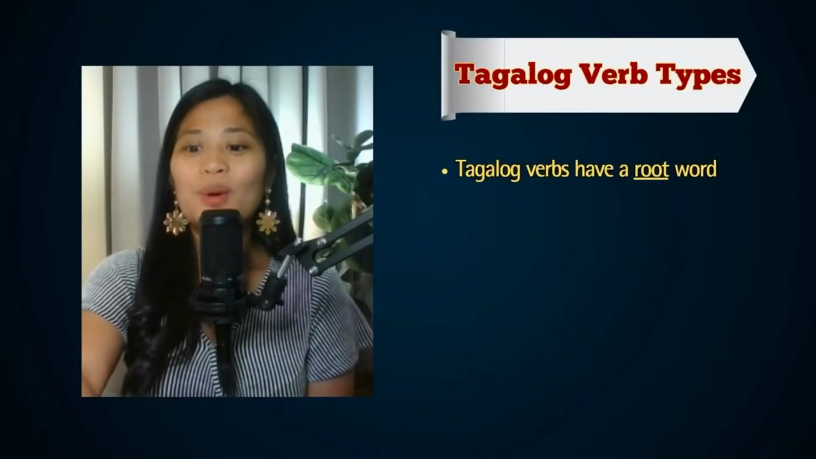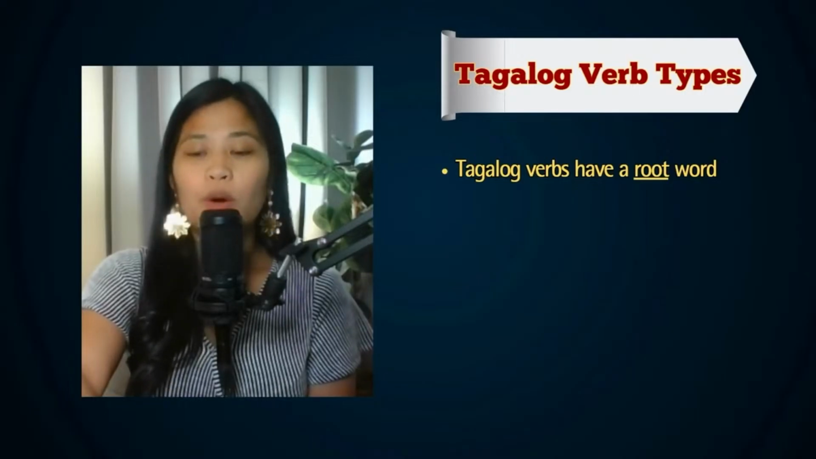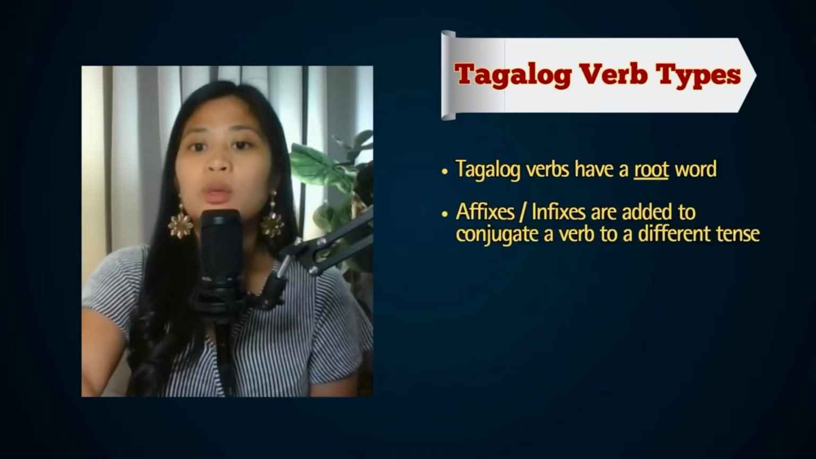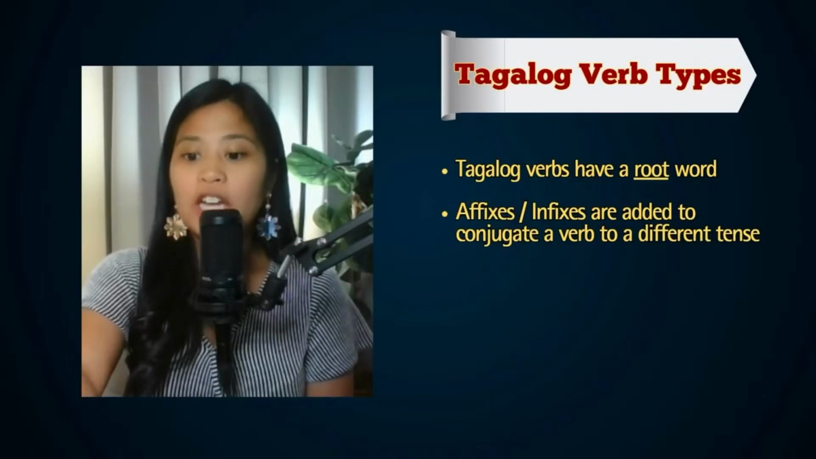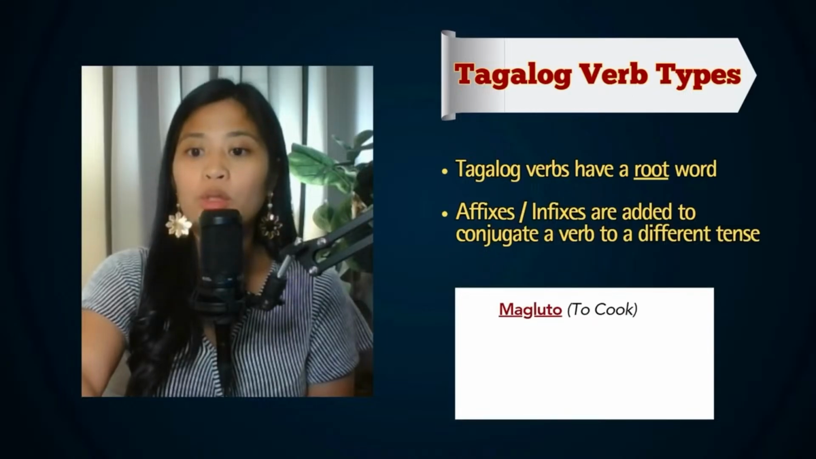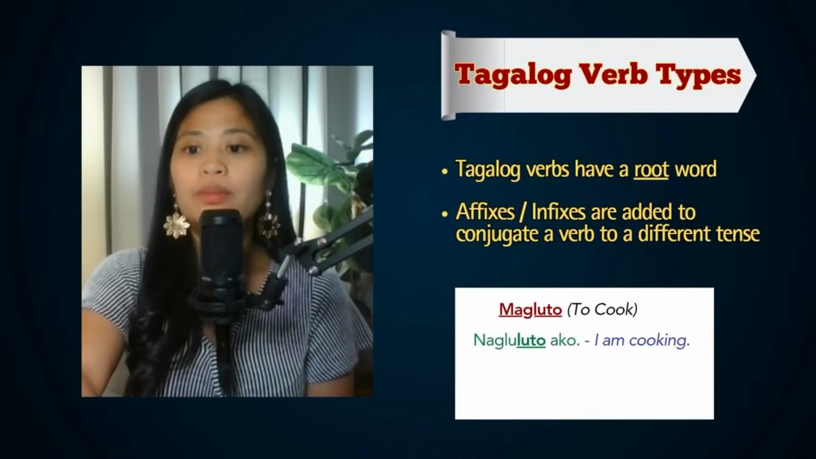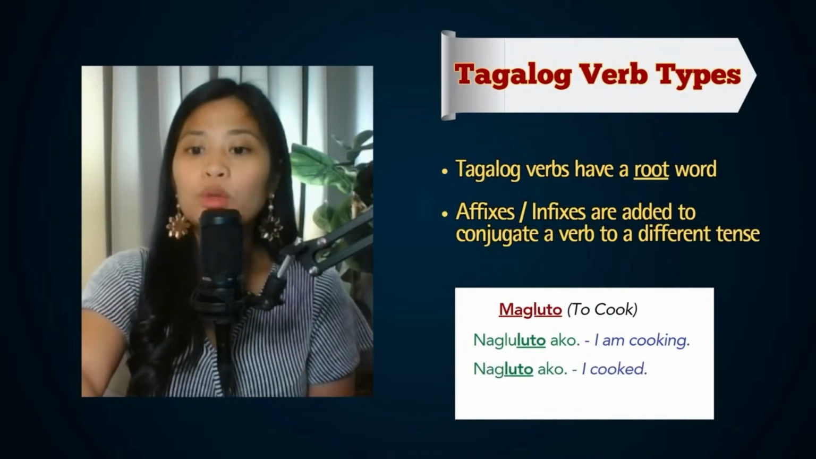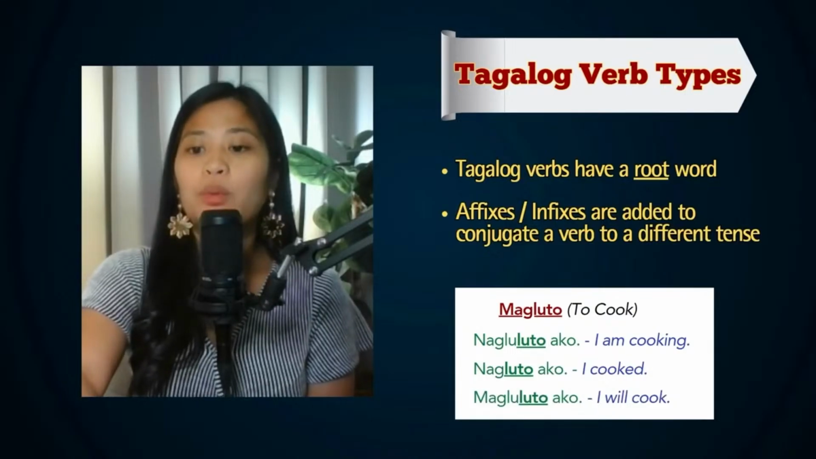All right, so one important thing about Tagalog verbs is that they all have a root word, and then something is added to them to conjugate it to a different tense. So an affix or an infix is added to the word to change it into a different tense. For example, let's take a look at the word magluto, to cook again. You could say nagluluto ako, I am cooking. That's the present tense. Past tense, nagluto ako, I cooked. Future tense, magluluto ako, I will cook.